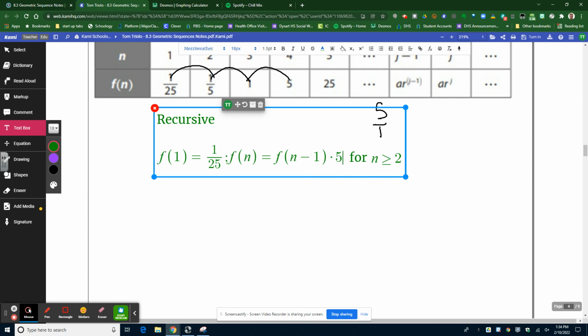Going to the right, going to the right, going to the right. Why does it take me so long?